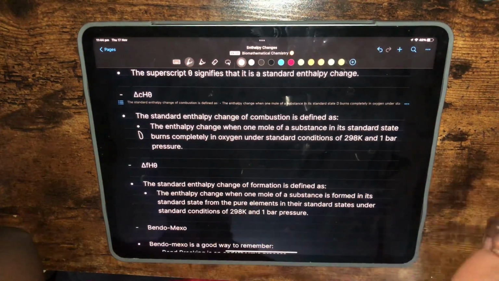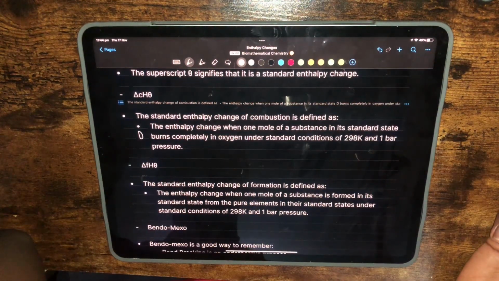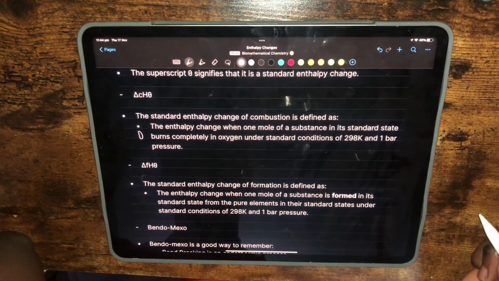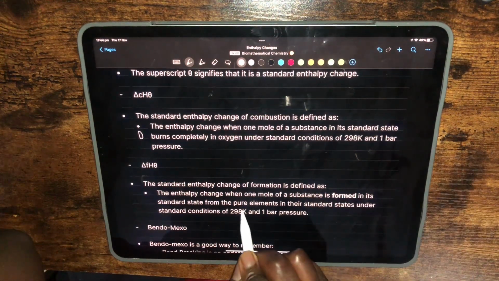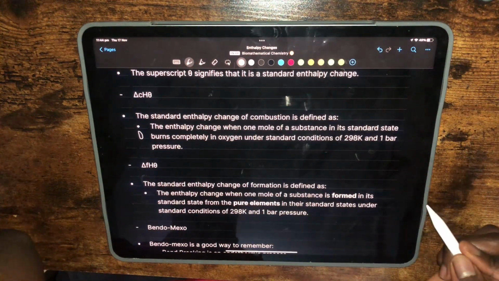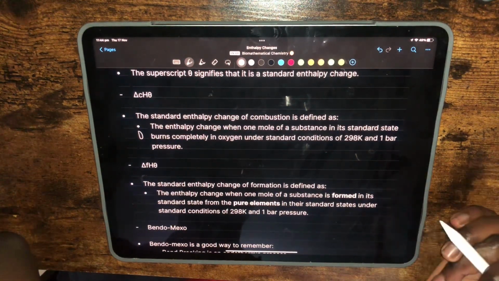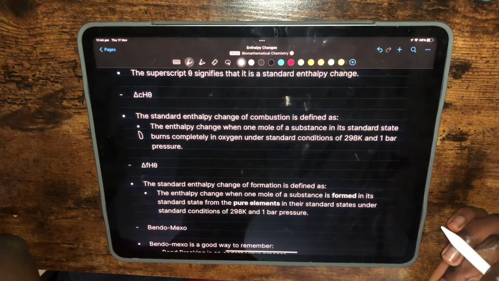Another definition, the standard enthalpy change of formation is defined as the enthalpy change when 1 mole of a substance is formed in its standard state from its pure elements. This is important. Pure elements in their standard states under standard conditions of 298 Kelvin and 1 bar pressure. But when it says pure elements, it means the pure elements under standard conditions.